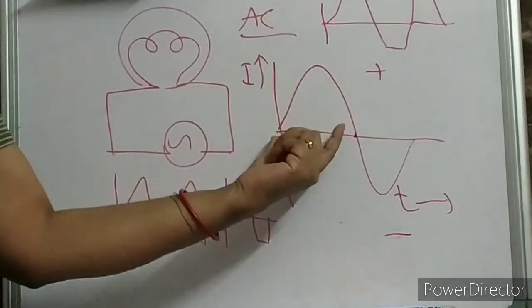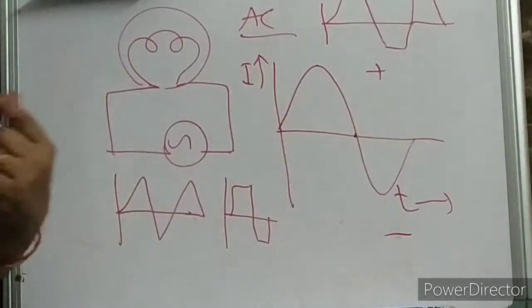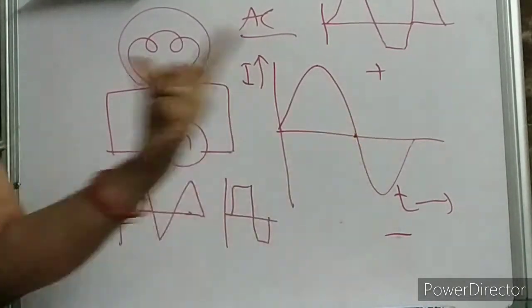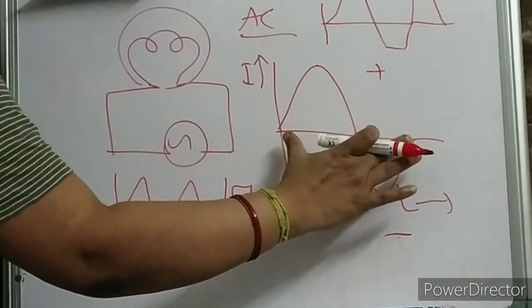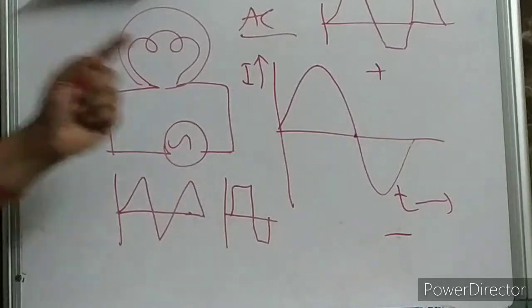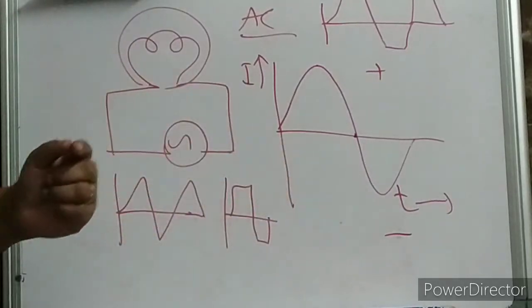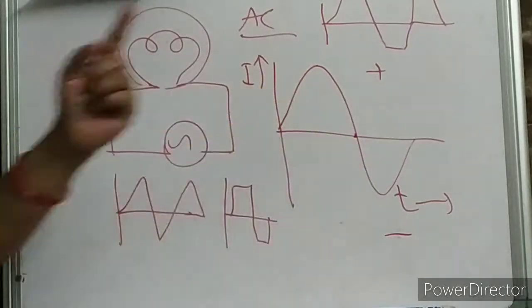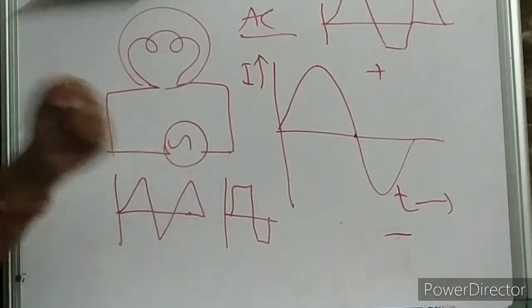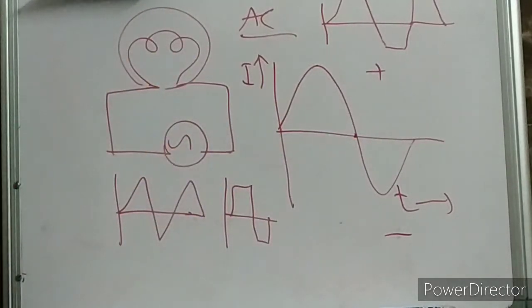And this one positive cycle and one negative cycle, they both give this positive half cycle, this negative half cycle. This is one cycle, children. This is called one cycle. Clear? And you can see this is bidirectional. So alternating current is bidirectional current flow.